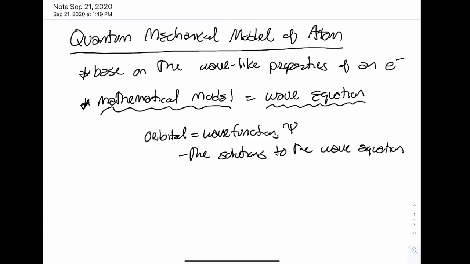So we have a big mathematical equation called the wave equation. We solve that equation. The solutions are my wave functions, also known as orbitals. Orbitals is probably the term that you've heard before. So an orbital is just another name for a wave function. Wave functions are the solution to my wave equation, which is the big math equation that this entire model is based upon. If we were to define that orbital again, it's the region of space outside of our nucleus where an electron is most likely to be found.